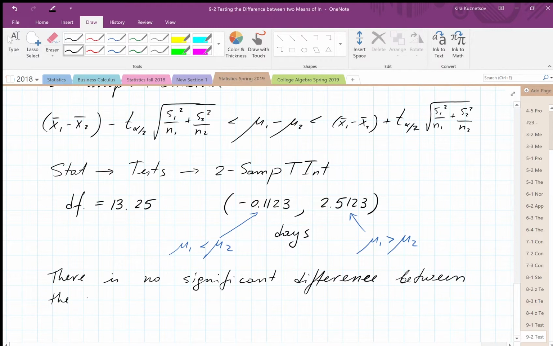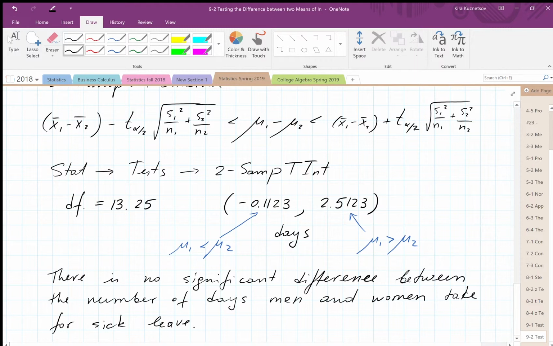Between the number of days men and women take for sick leave.